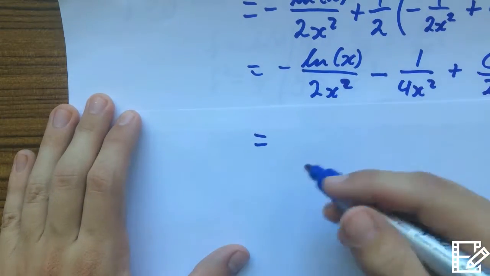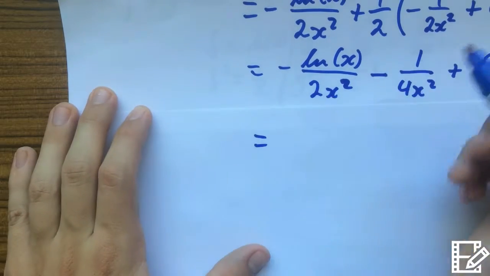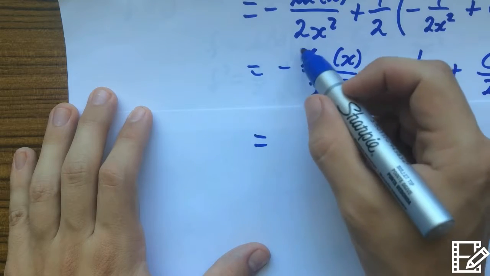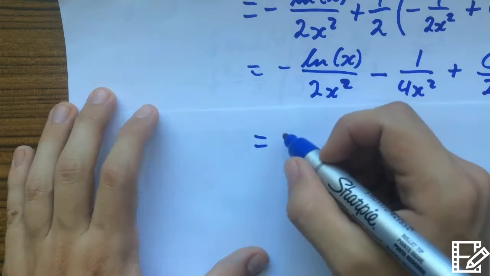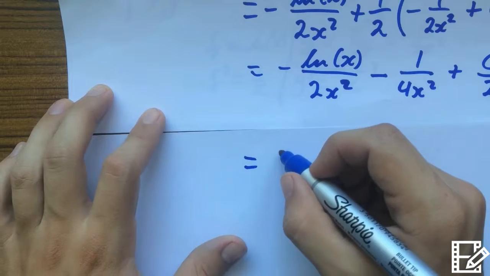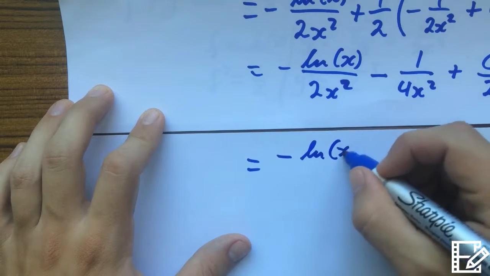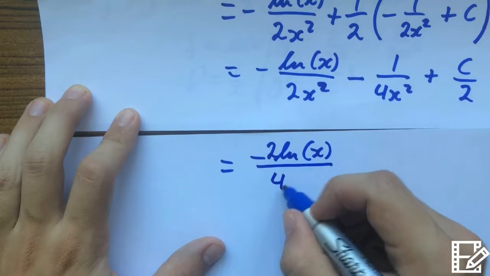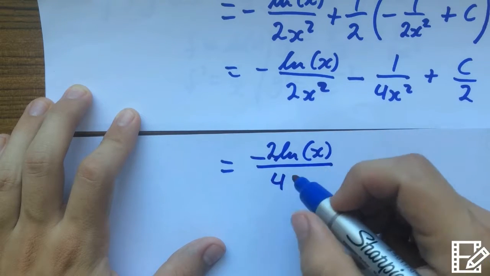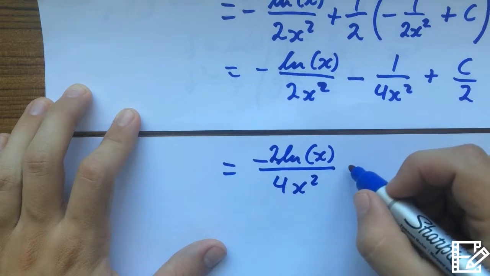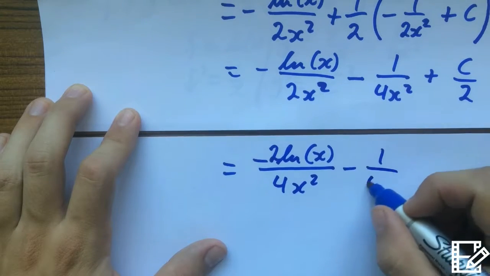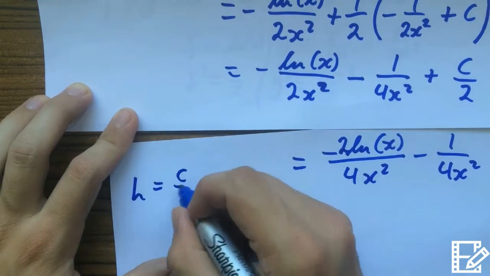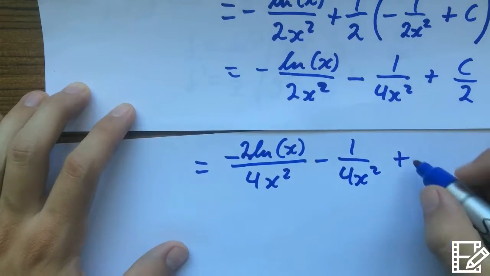So first, to make this a 4 so it has the same denominator, I'm going to multiply it by 2 on the top and 2 on the bottom. So that'll look like negative ln x, put the 2 there, over 2 multiplied by 2 is 4x squared, minus 1 on 4x squared, plus, I'm just going to say over here that h equals c on 2. That way I can just put an h here.